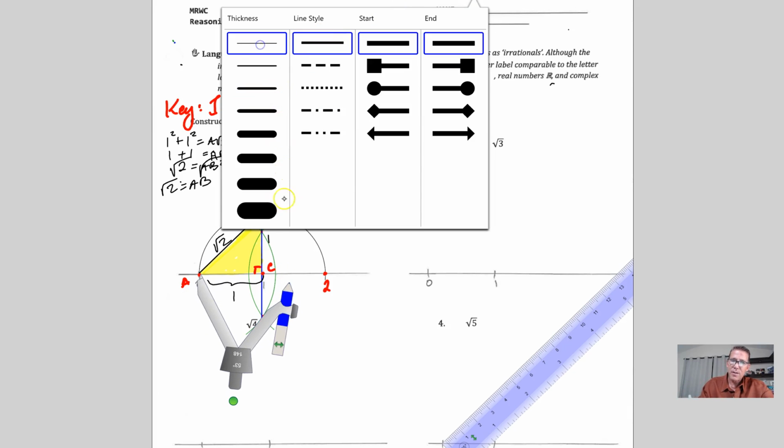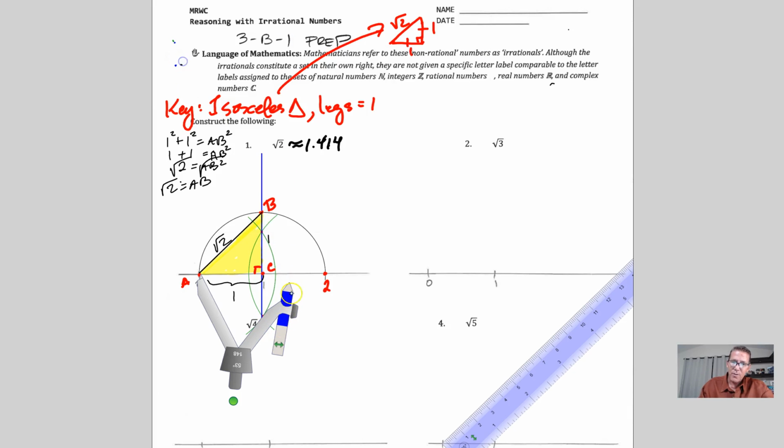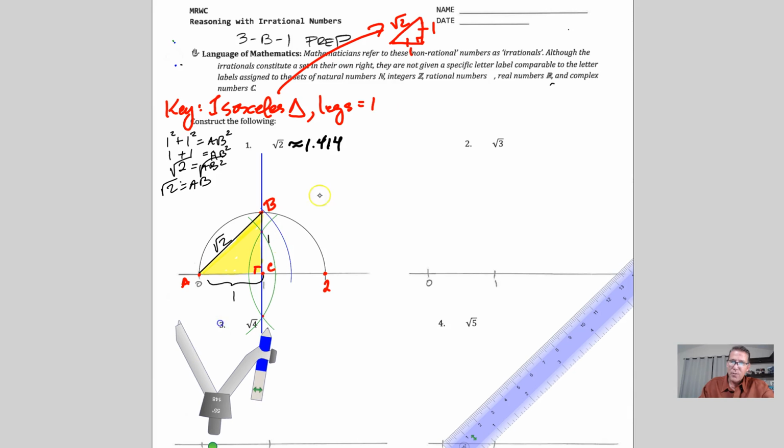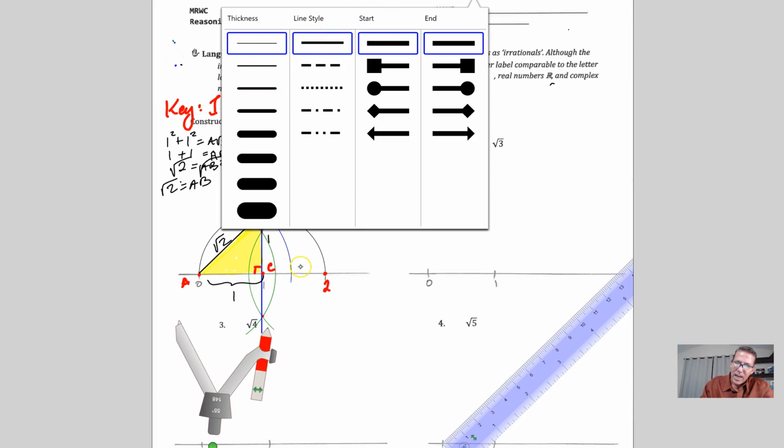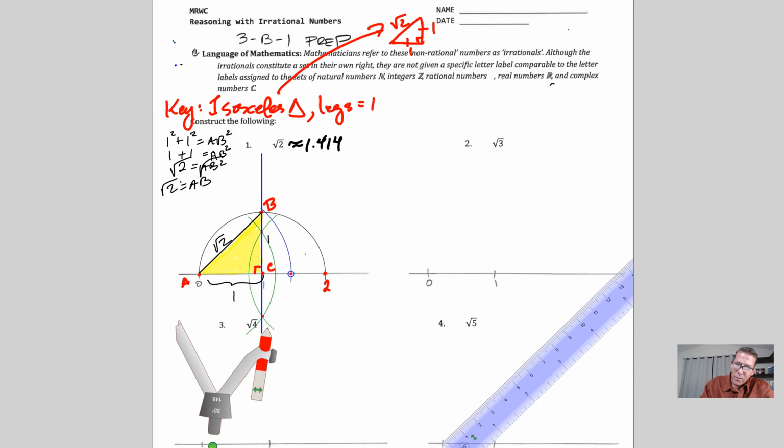I always tell my students to draw the arcs very thin and light. So wherever this arc meets the number line is root 2. Let's go ahead and denote that. You've got to label as you go. So right here is the square root of 2, right where I'm pointing, where that red dot is. So wherever the arc intersects the number line is root 2.